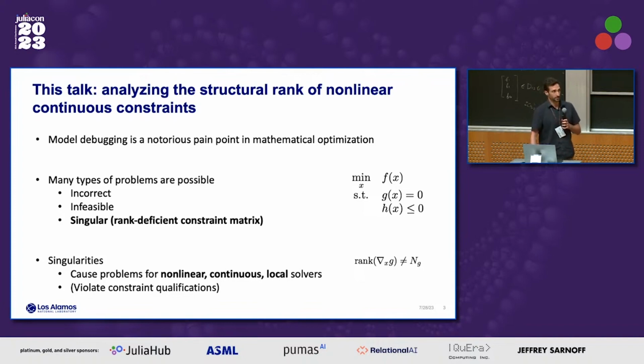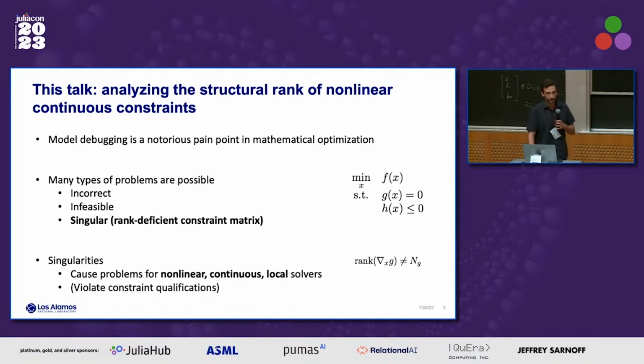And these constraints can have many different types of problems. You can write them incorrectly. They give you wrong answers. They can be incorrectly infeasible. They can be singular, which is the type of problem that I'm going to talk about here. And singularity in constraints of nonlinear optimization problems is a problem because it can violate constraint qualifications that nonlinear local solvers rely on, which at best slows down convergence and at worst leads to problems that just don't converge at all.